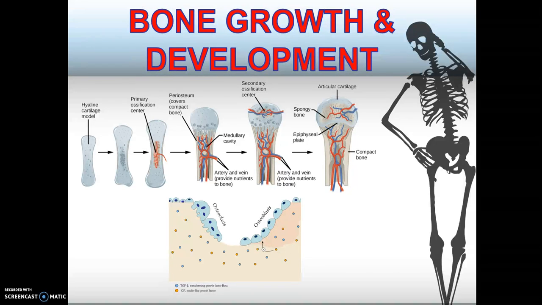Thickening of long bones. Appositional growth is the increase in the diameter of the bone by the addition of bony tissue at the surface of bones. Lumen 2018.